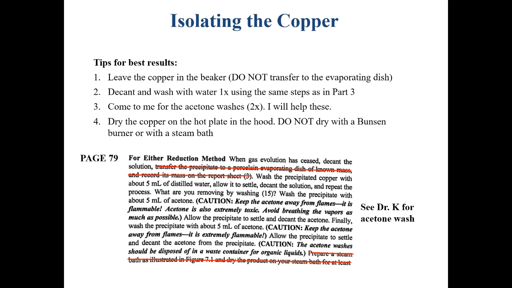Now in the video, what you're going to see is they actually use a Bunsen burner instead of a hot plate to heat it up in the final step, and they do it in an evaporating dish. We would normally do it in a beaker. But you get the same idea that we're basically drying the copper at the very end to get its mass.